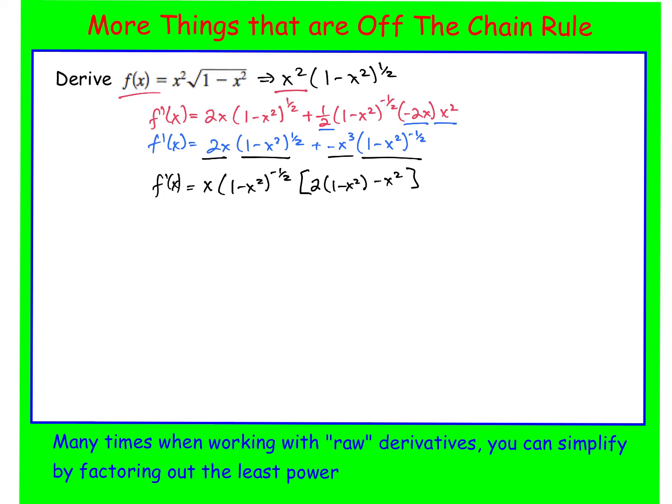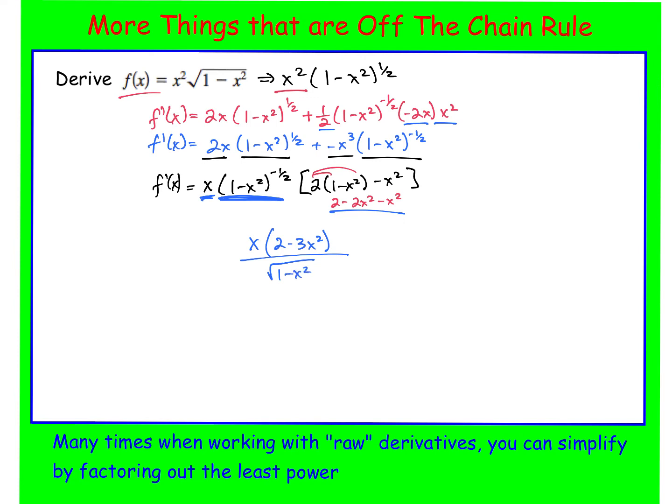And then let's simplify this up a little bit. So let's distribute our 2. So it becomes what? 2 minus 2x squared, and then minus x squared. So I still have an x chilling up top from this one right here. And then this part becomes what? 2 minus 3x squared. And then this portion, where does that go? The basement. All right. And so I'm going to put it on the basement. And I'm going to just write it as the square root of 1 minus x squared.